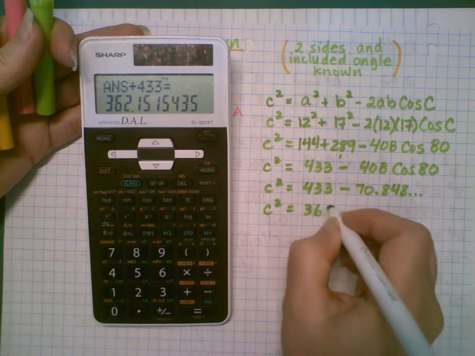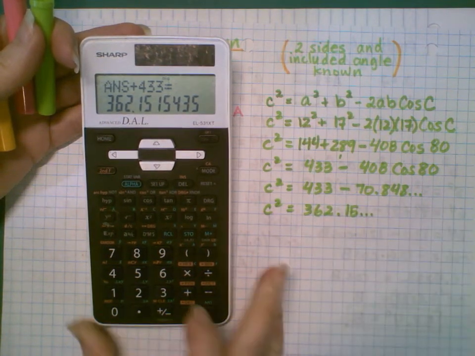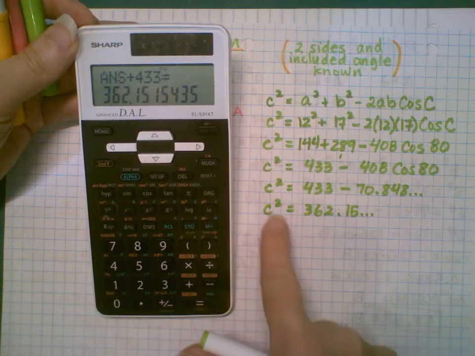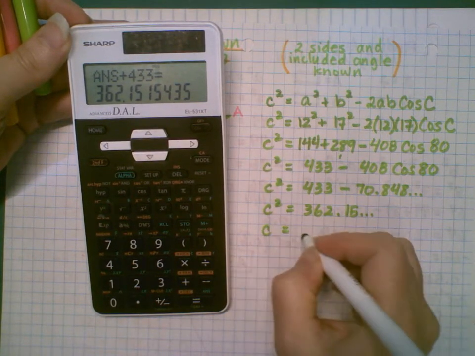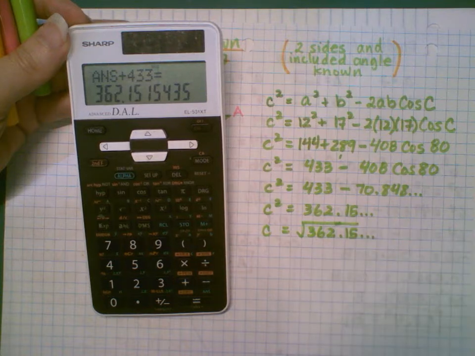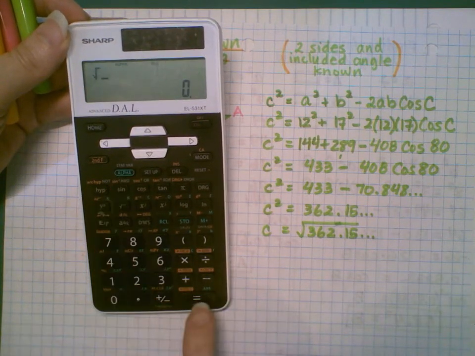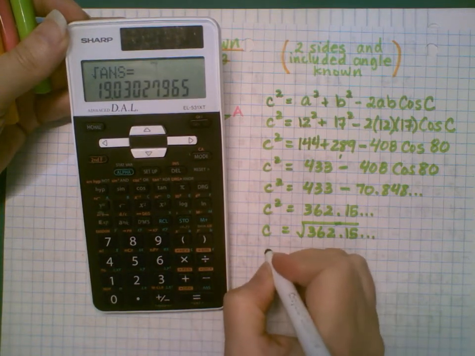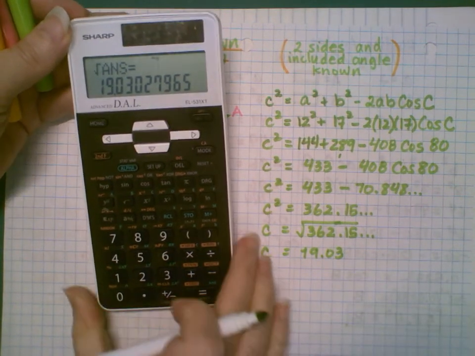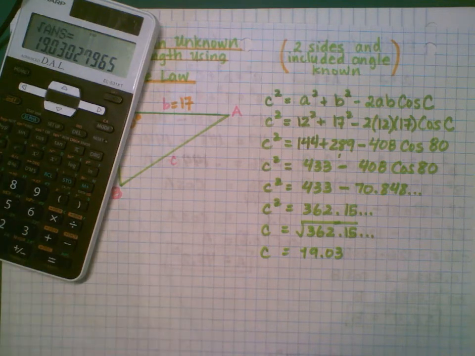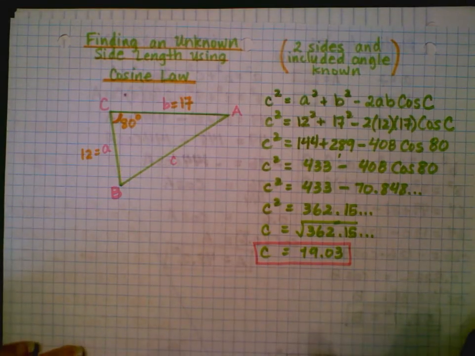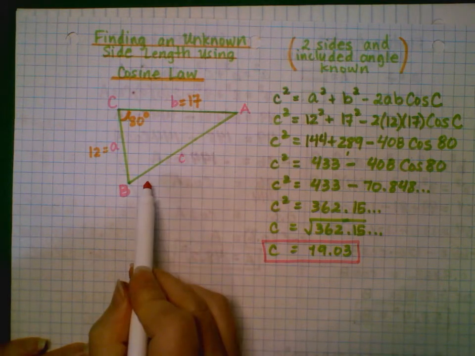So that's 362.15 and some more digits. And at this point, again, don't clear it out of your calculator. I'm going to do a square root because I want to find just side length C. So that's the square root of this 362.15 number. My answer, C, is 19.03. I'm going to round it off to there. And that is how you use cosine law to find an unknown side length.